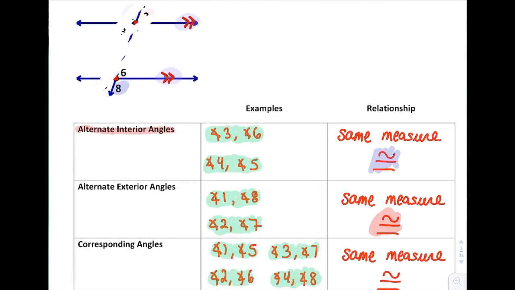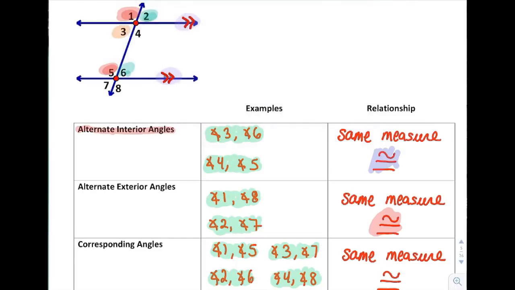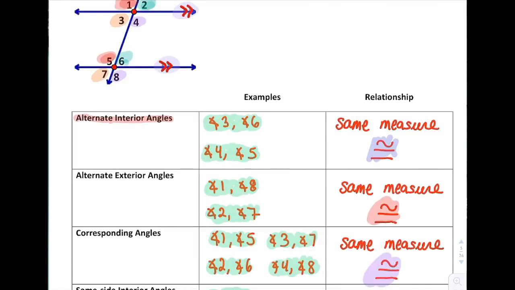Corresponding angles are in the same position on one line as they are in the other. For example, angle 1 is on the top left. Angle 5 is on the top left, down here. Angle 2, top right. Angle 6, top right. Angle 3, bottom left. Angle 7, bottom left. Angle 4, bottom right. Angle 8, bottom right. Those are all corresponding angles, and they have the same measure. They're congruent as well.